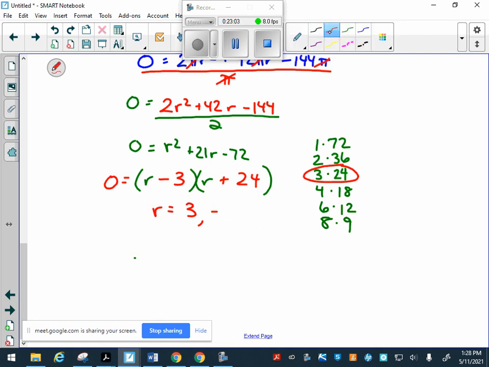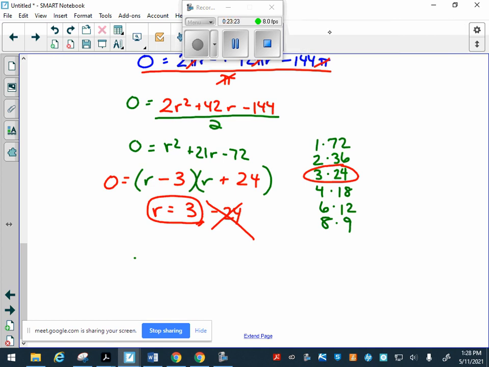Can a radius be negative 24? Radius of a circle, can it be negative? Nope. So make sense? Yes? Okay, any questions on that?